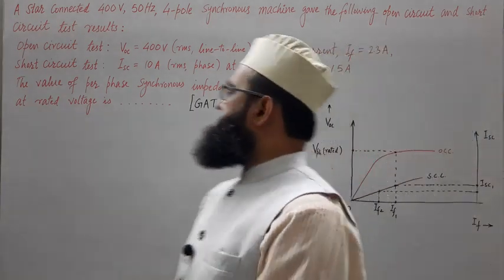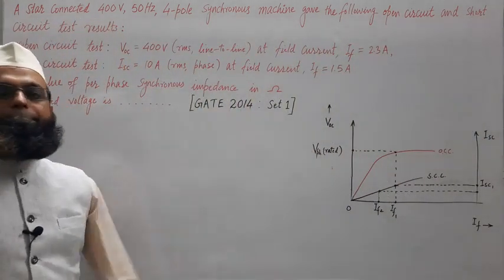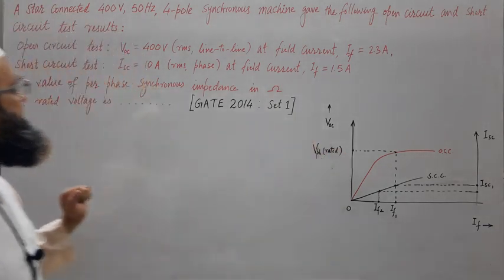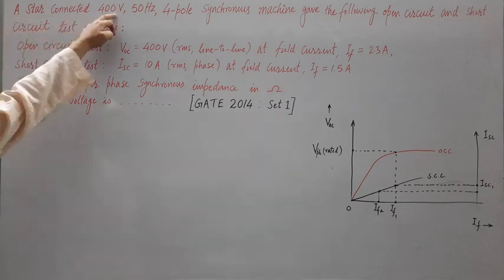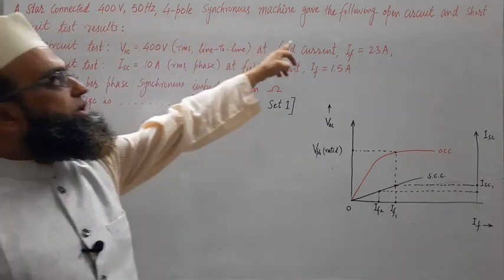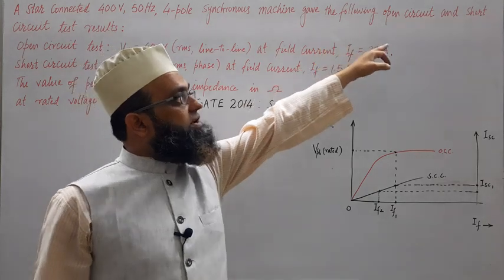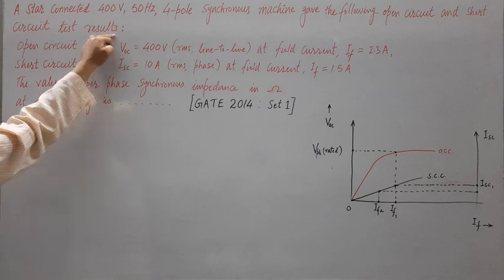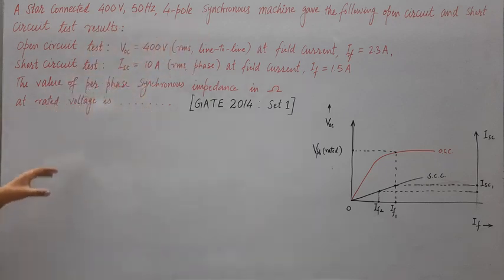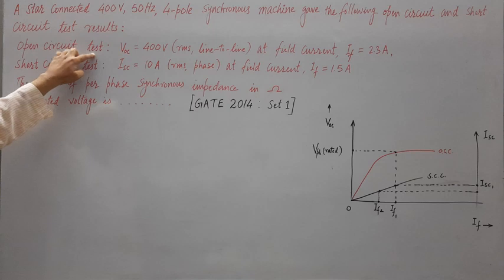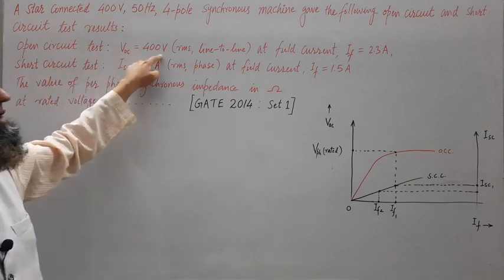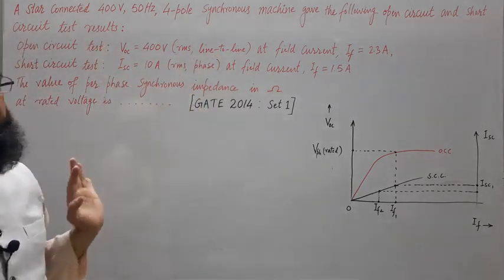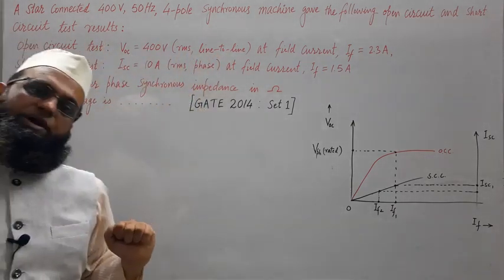This problem was asked in GATE 2014 set 1. This is also on synchronous impedance. It states that a star connected 400 volt 50 Hz 4 pole synchronous machine gave the following open circuit and short circuit test results. So the two test results are given. Under open circuit test, VOC is 400 volt. It's given line to line. Even if it is not given, we know that by default the given voltage will be line to line. Fine.